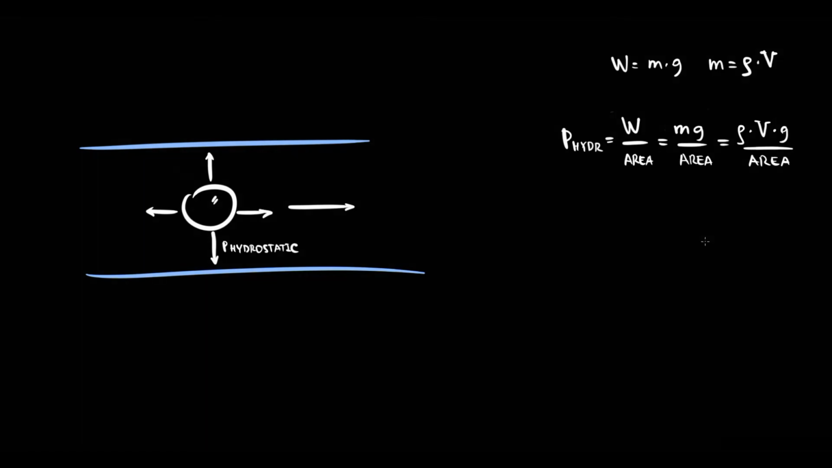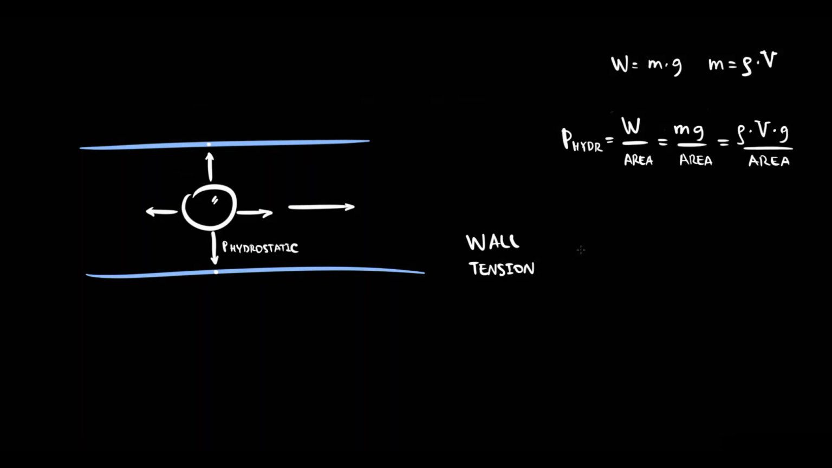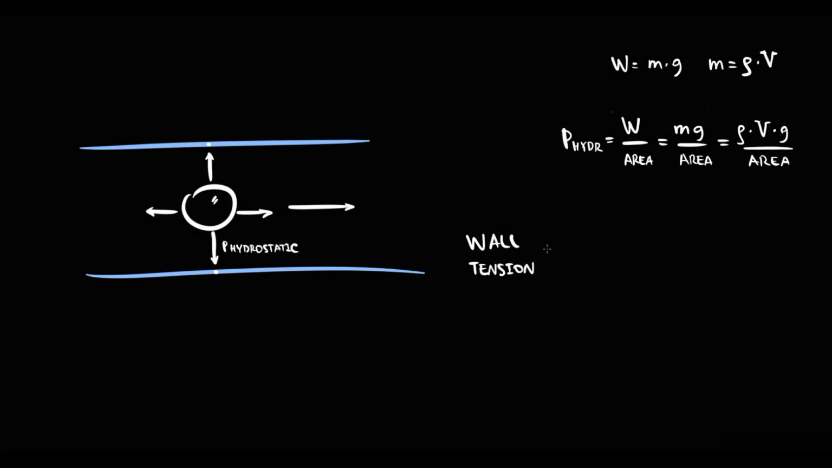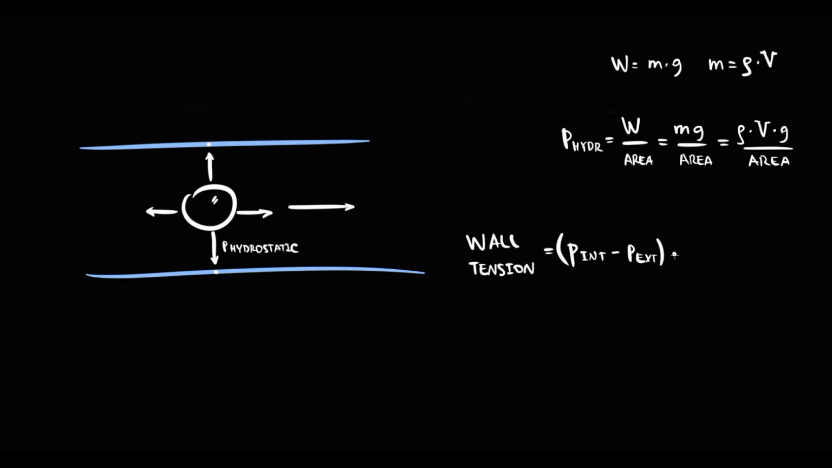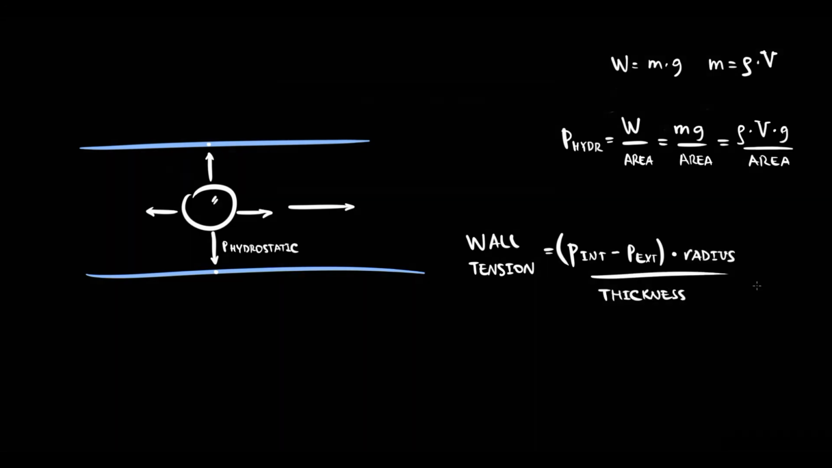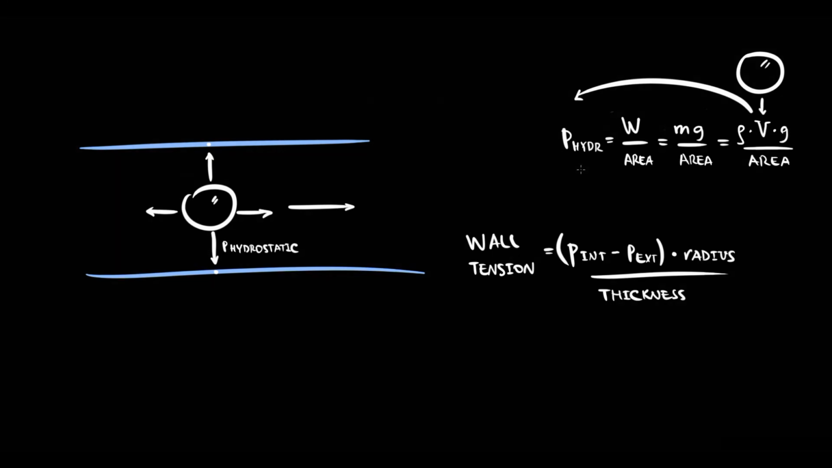Also, we have to know that because hydrostatic pressure acts in all directions, it determines the wall tension. Recall that wall tension is determined by the Laplace law. Laplace law states that the wall tension is equal to the pressure difference between the pressure that acts from the inside of the vessel minus the pressure that acts from the outside of the blood vessel. Also, wall tension is directly proportional to the radius of the vessel and inversely proportional to the thickness of the vessel.